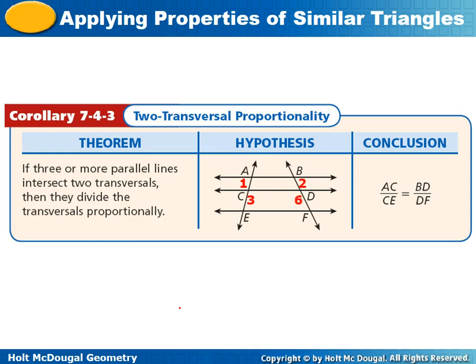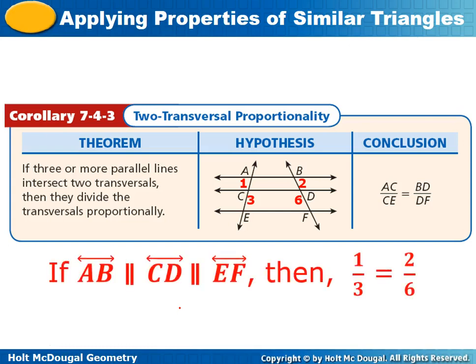Again, we could do 1 over 3 is equal to 2 over 6, or we could do 1 over 2 is equal to 3 over 6. There are a variety of ways that we can compare these, but we need to move consistently through the problem when we do it. So here it says if line AB is parallel to line CD is parallel to EF, then 1/3 should equal 1/3, and obviously 2/6 is 1/3.